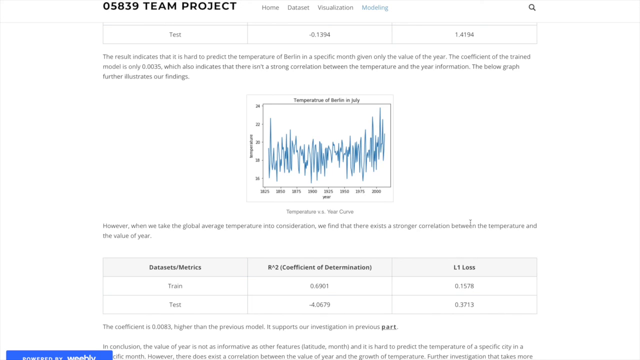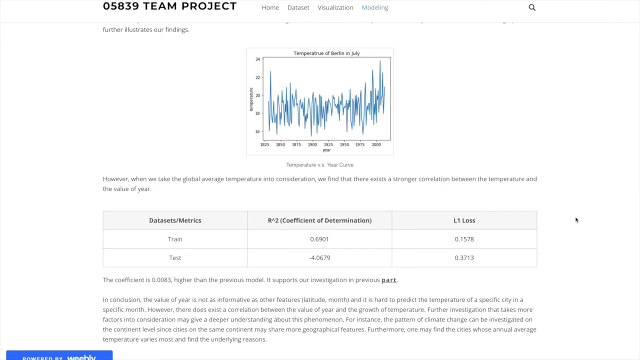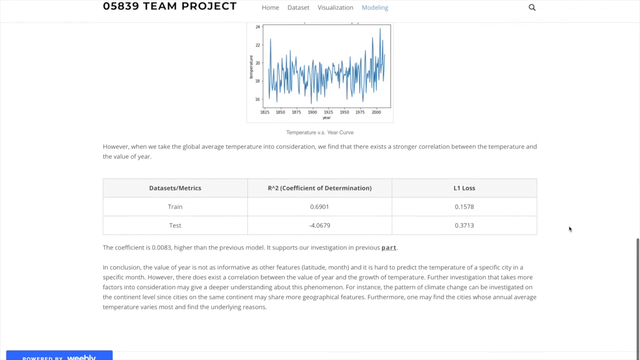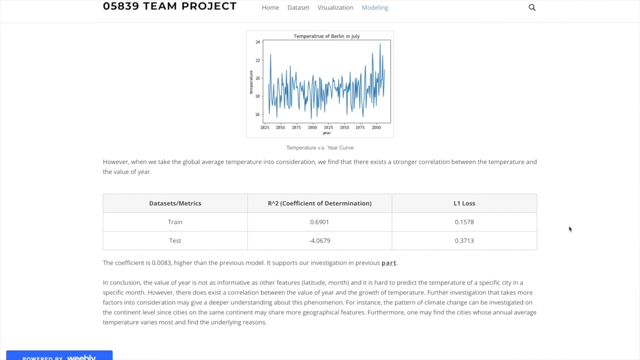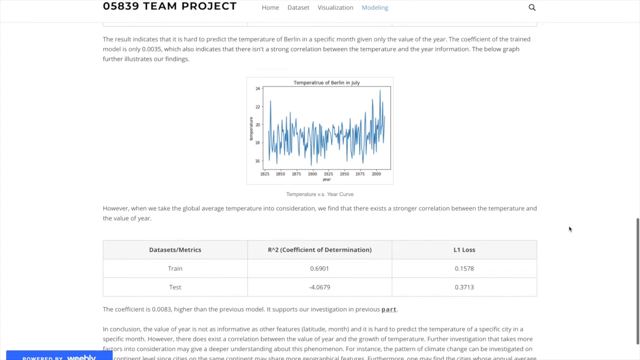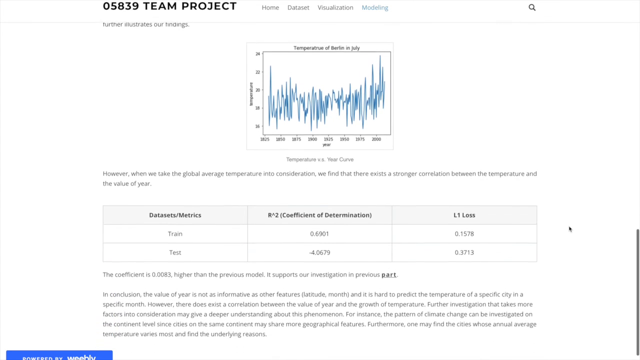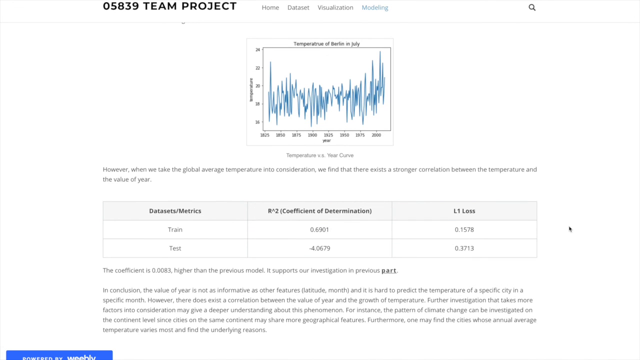However, if we take the global average temperature into consideration, we find that there exists a strong correlation between the temperature and the value of year. The coefficient is 0.0083, which is higher than the previous model's 0.0035. So this supports our investigation in the previous part.